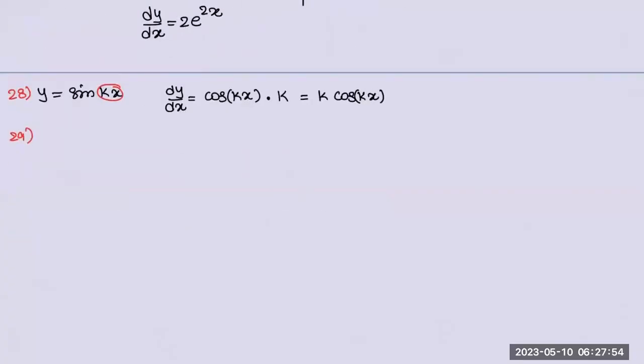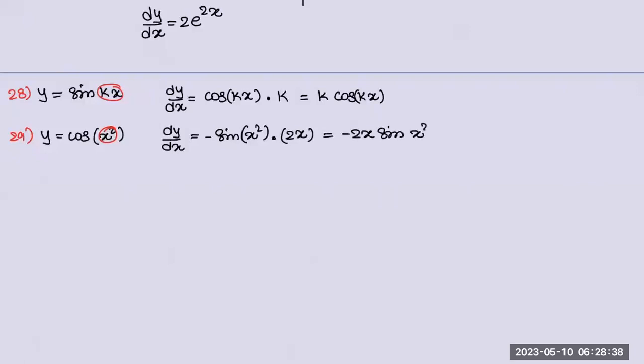29. Solve. Explain this. Question number 29. Y is equal to cos x square. For dy by dx, I'll take this entire thing as a single function. So differentiation of cos x is what? Minus sin x. Sir, why are you saying minus sin x and you're writing x square? No, actually, whatever is inside is x for me for the time being. Multiply with the differentiation of whatever is inside. Differentiation of x square is 2x. That is equal to minus 2x sin x square. Right? That's the answer. 29.